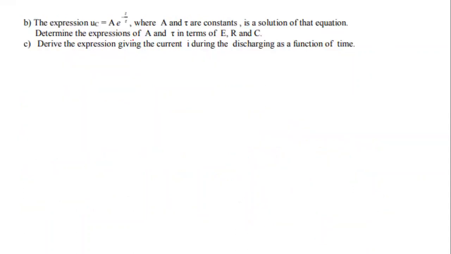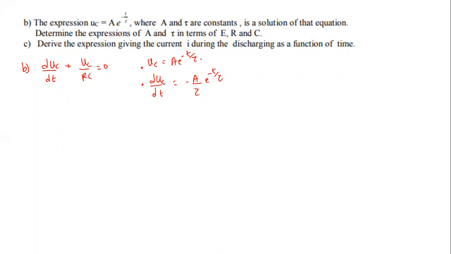The expression UC equals A exponential minus t over tau, where A and tau are constants, is the solution of that equation. The question is to determine A and tau in terms of E, R and C. Since it is its solution, this means it verifies the differential equation of the form duC over dt plus UC over RC equals 0. So we have UC equals A e to the minus t over tau.